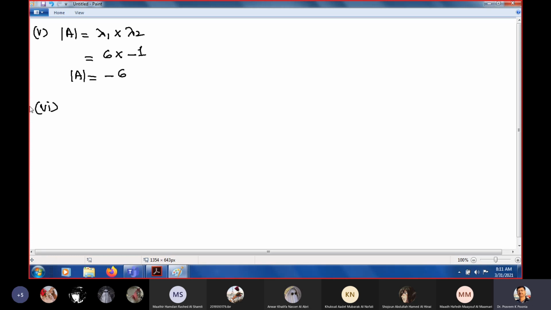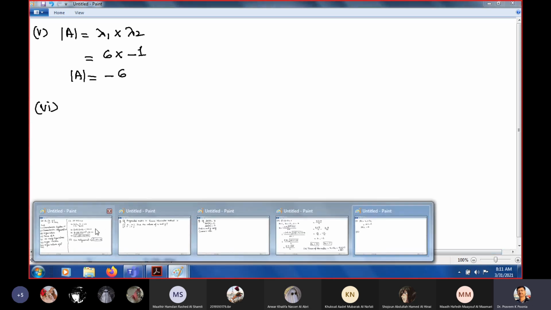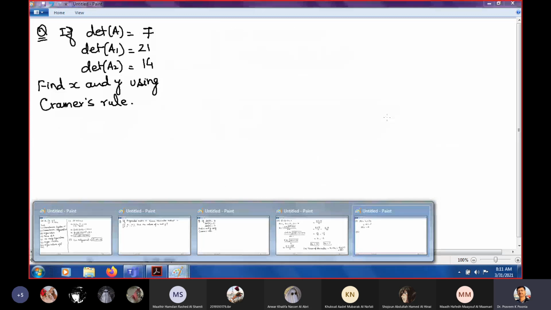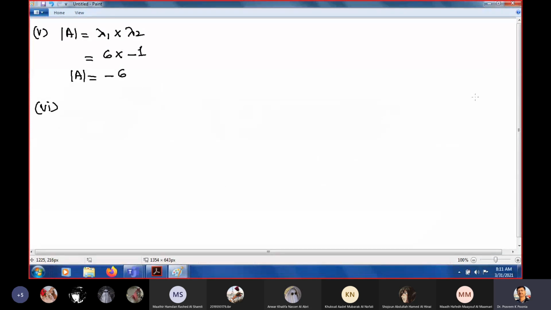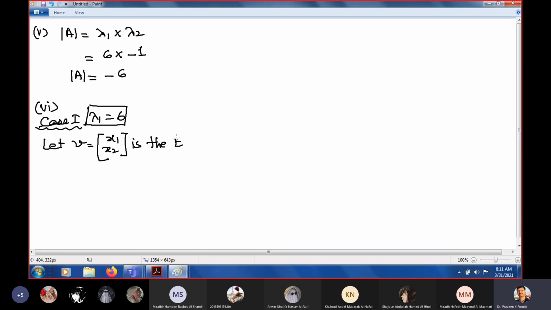It is point number 6. What is point number 6? Let me see. Oh, eigenvectors. Now we need to find eigenvectors. So eigenvectors means we need to study two cases. Case 1 means lambda 1 equals 6. Because we need to evaluate eigenvectors for both the eigenvalues. Okay. So lambda 1 is equal to 6. And what we do? Let v equal to x1, x2 be the eigenvector.